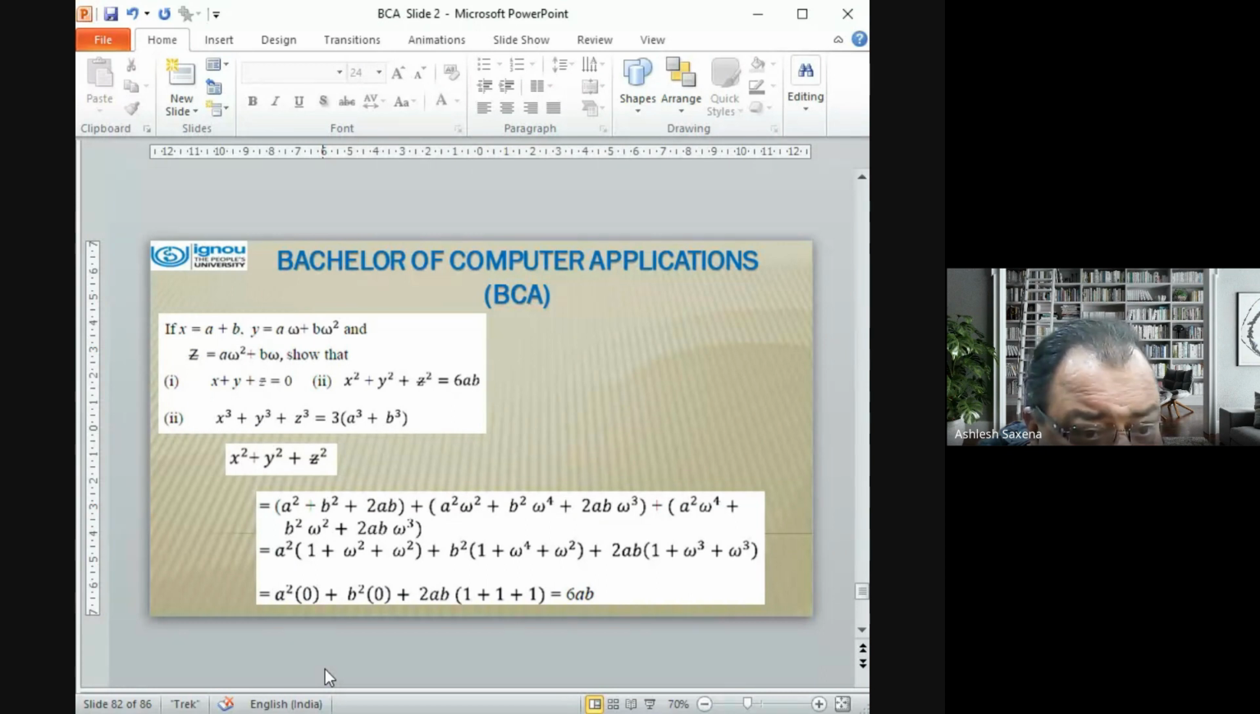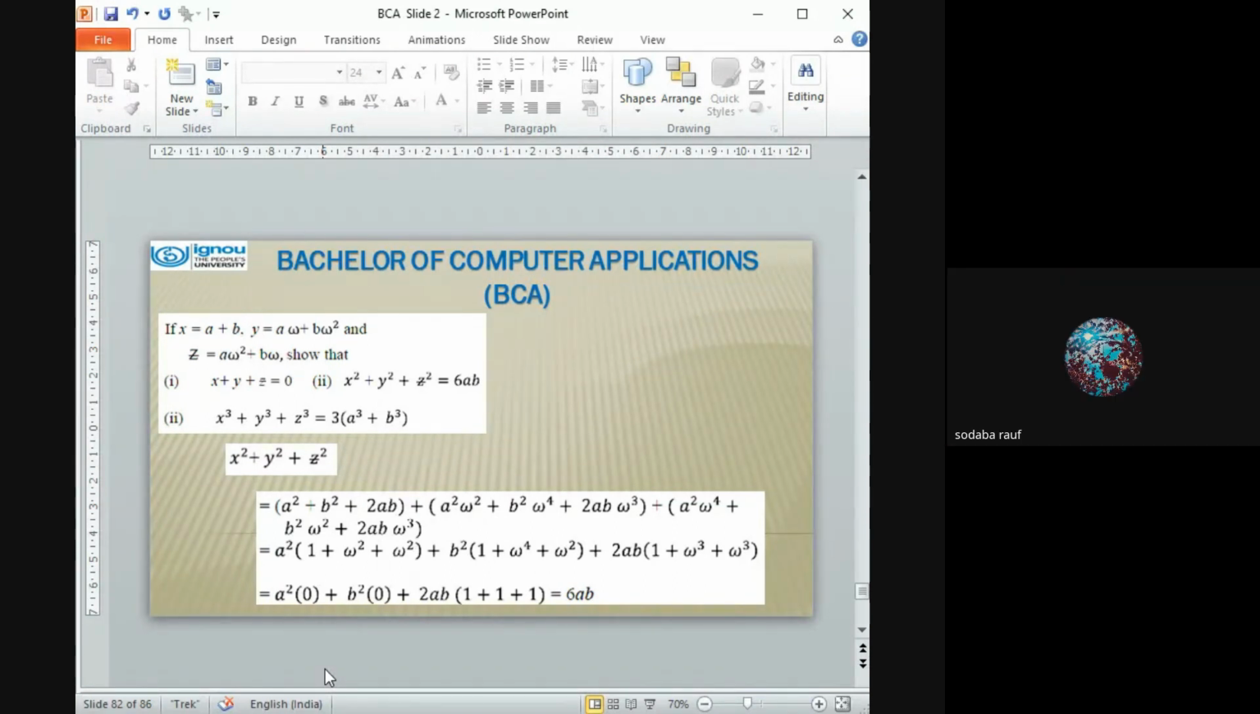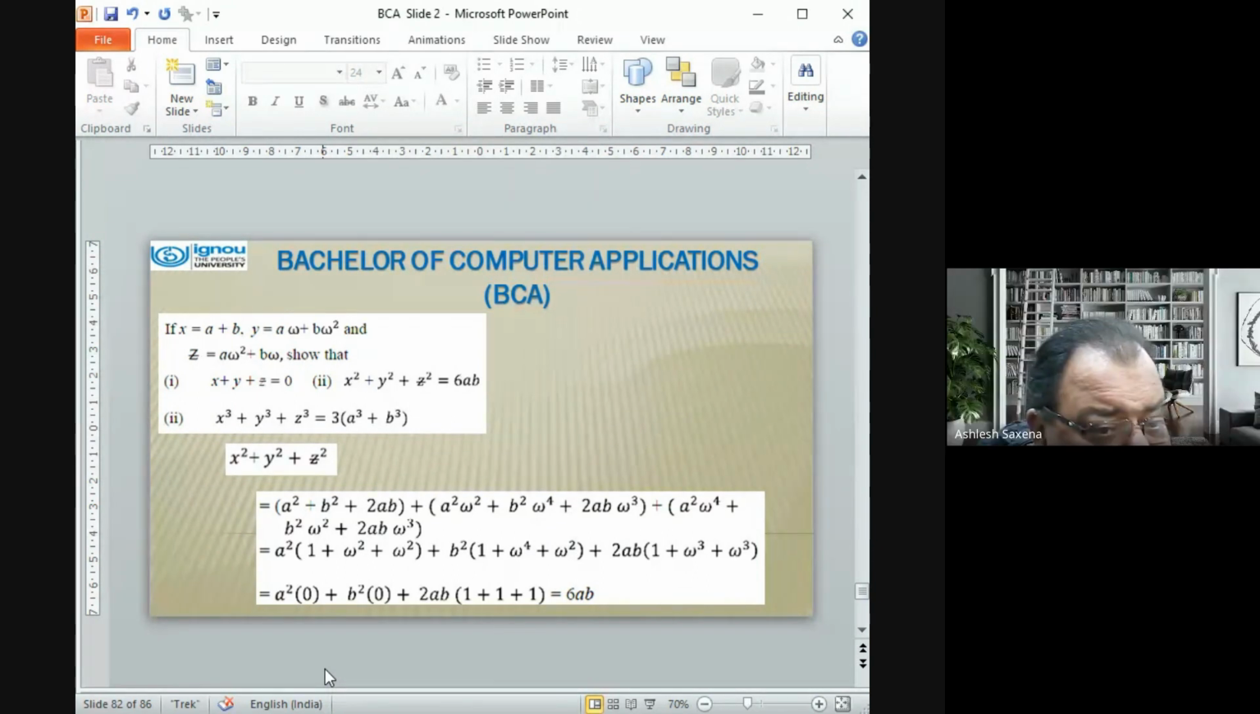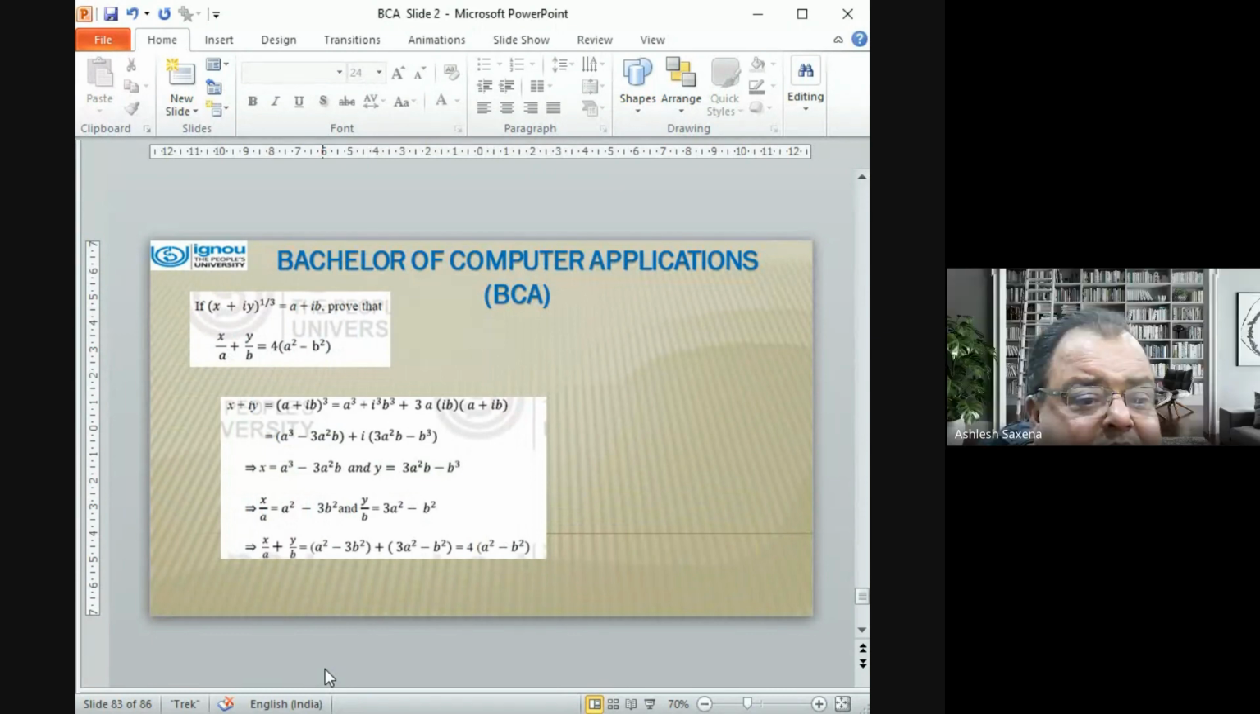Is this clear? Somewhat tedious. I want that you should solve it, because I have skipped one step in between. Yes, sir, it's clear. Clear? Yes. Now what is this?